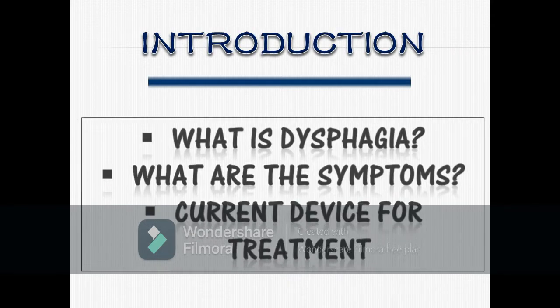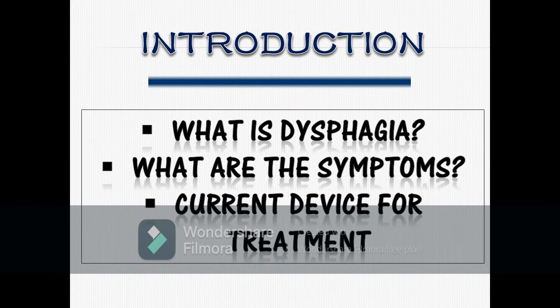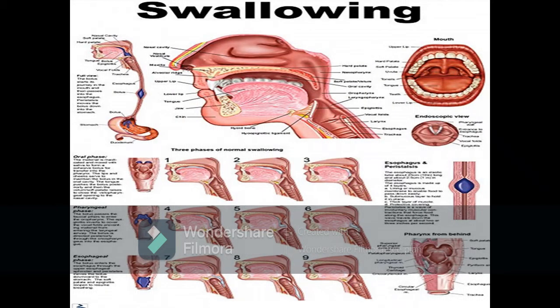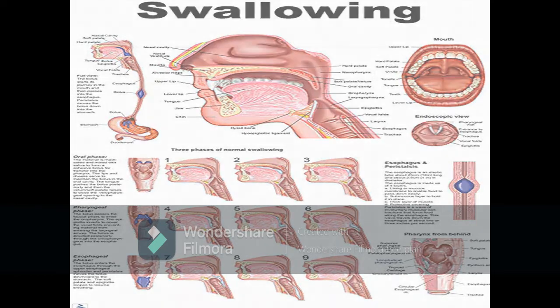First of all, in the introduction part, I will discuss what dysphagia is, what the symptoms of the disease are, and the current device for the treatment. Swallowing of food, liquids and saliva is a complex biomechanical interaction of physiology and anatomy that occurs in stages: pre-oral stage, oral stage, pharyngeal stage and lastly esophageal stage.